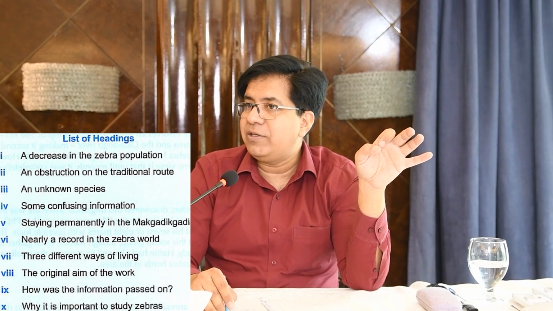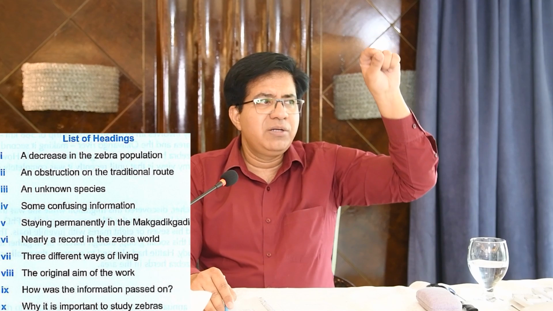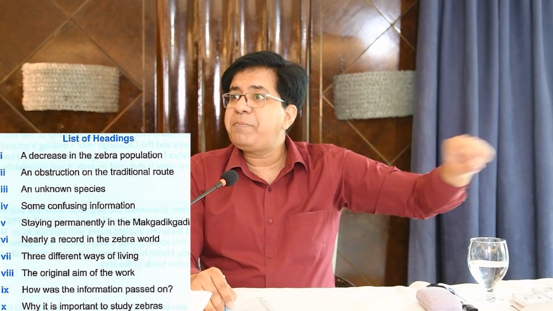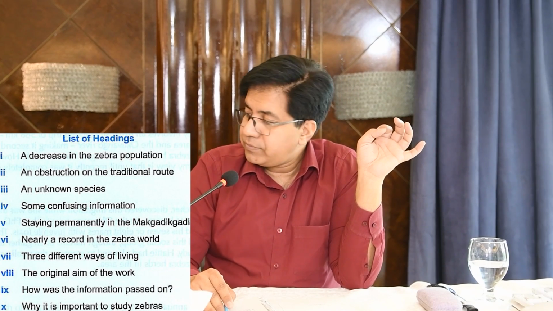Heading number 4, confusing information. Now, whenever they give some confusing information, they put a question mark. We were not sure. We did not know. Then they use the word why. Why were they going there? What was the purpose behind that? Why, where, and all that. And we were not sure. We were unsure. That means information is confusing.